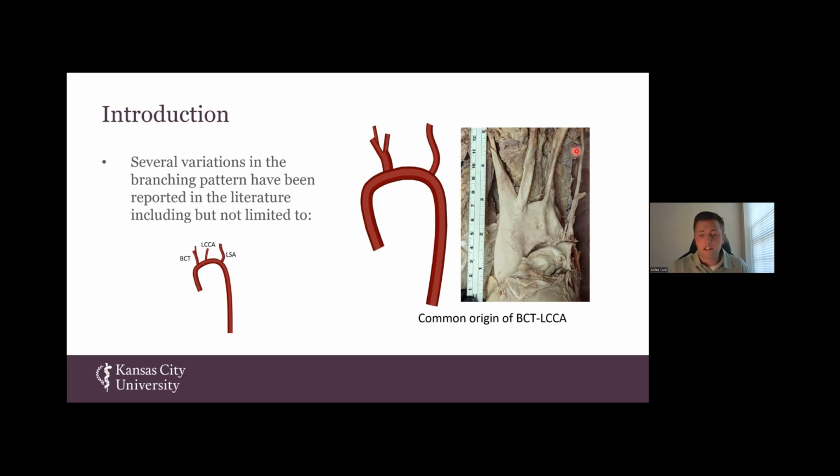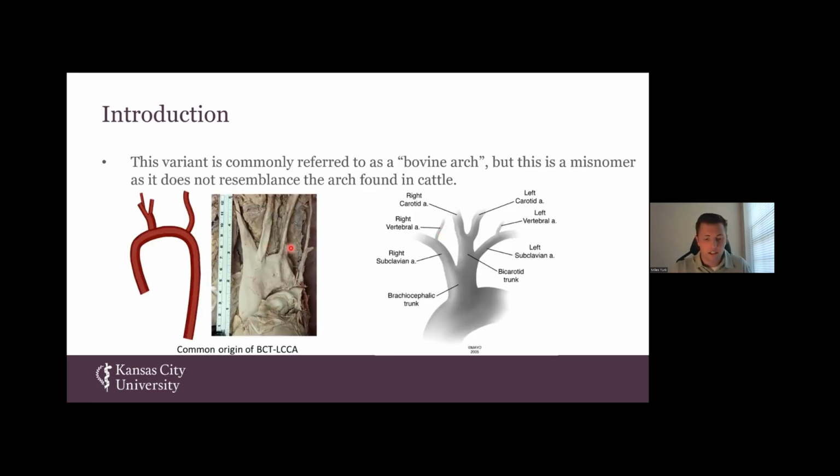And so in literature, this arch variation in humans has been referred to as a bovine arch, which is actually a misnomer, because if you look at the branching pattern of a bovine arch, their brachiocephalic trunk actually gives rise to all the vessels that supply the structures we just talked about. So here's your right subclavian artery. There's a common origin for the right and left carotid arteries, and then your left subclavian artery.